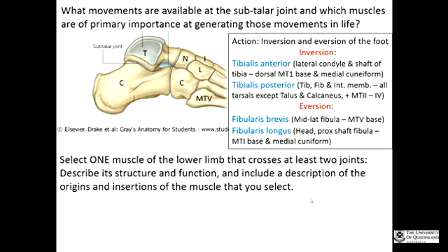Select one muscle of the lower limb that crosses at least two joints. Describe its structure and function and include a description of origins and insertions of the muscle you select. This would be a reasonable sort of question because it allows you a lot of latitude in terms of what you can pick. Some muscles are easier to remember, origins and insertions, than others. And you've got a lot to choose from.